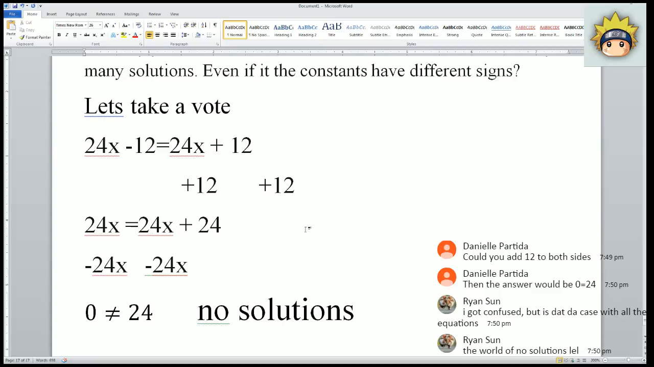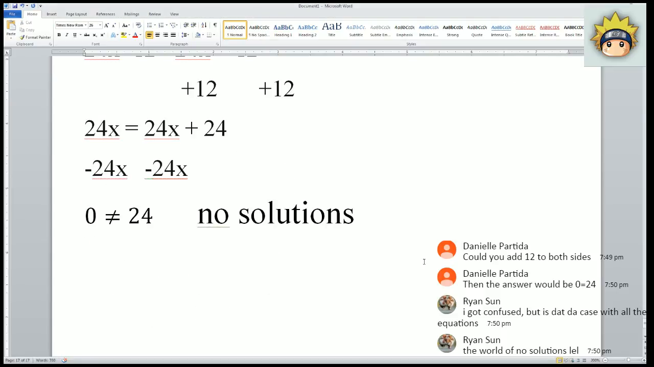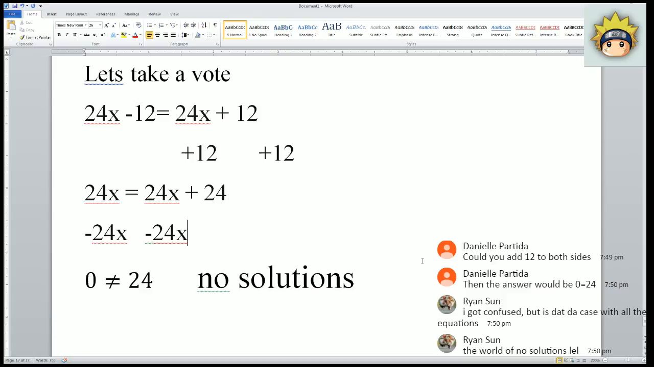That is still no solution. That's what Ryan wanted us to do. No solution just means it's impossible. It doesn't work.